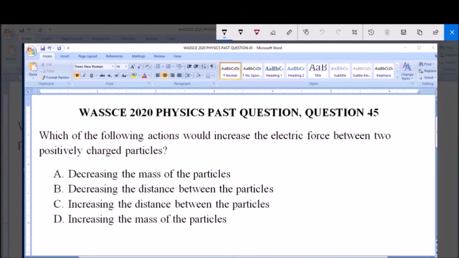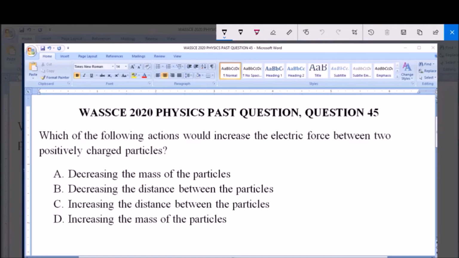Which of the following actions would increase the electric force between two positively charged particles? A, decreasing the mass of the particles. B, decreasing the distance between the particles. C, increasing the distance between the particles. And D, increasing the mass of the particles.